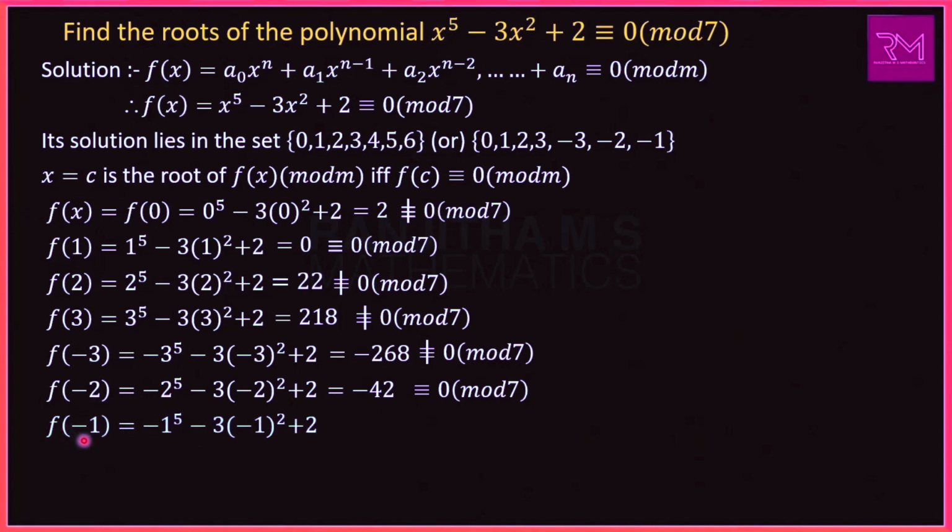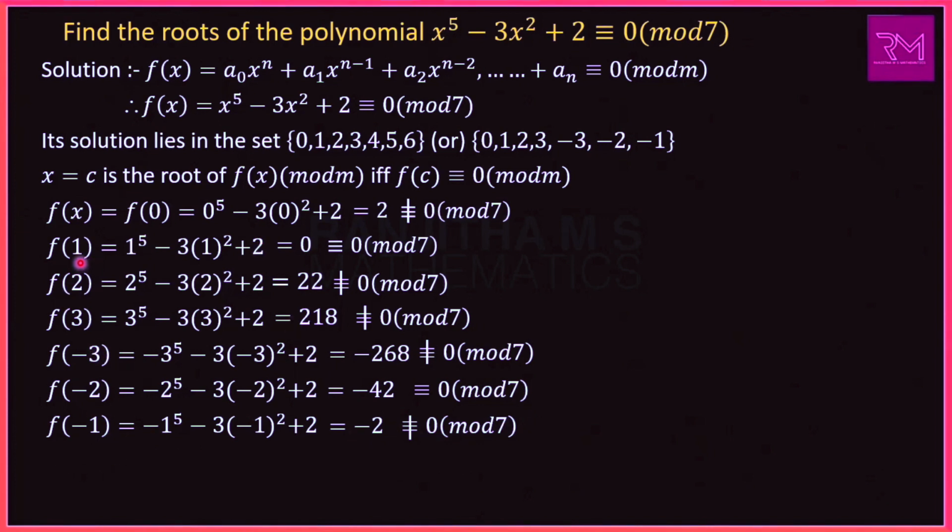Similarly, we have to check for x equals minus 1, or we can check for x equals 6, which is the same as minus 1 because 6 is congruent to minus 1 under modulo 7. If we substitute x as minus 1, we get minus 1 whole power 5 minus 3 into minus 1 whole square plus 2. If we simplify this value, we get minus 2. So minus 2 is not congruent to 0 mod 7 because 7 does not divide minus 2. Therefore, minus 1 is not a root. We have to stop here and check for what numbers the congruence is satisfied.